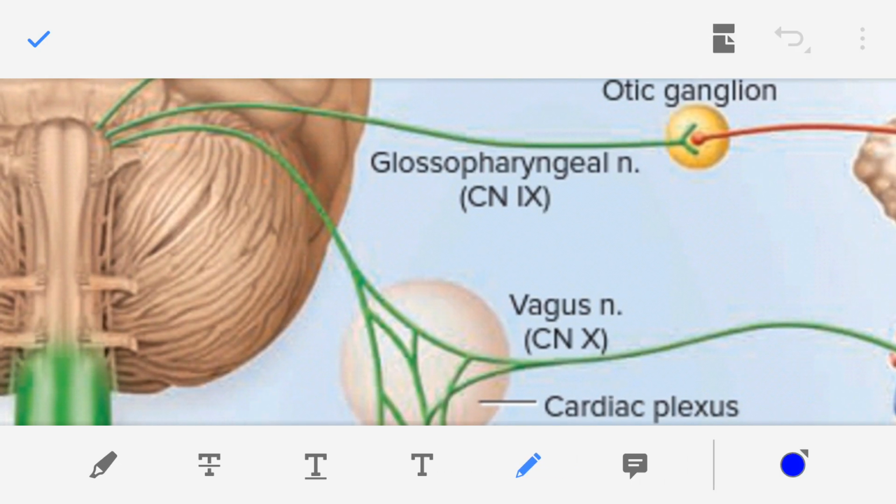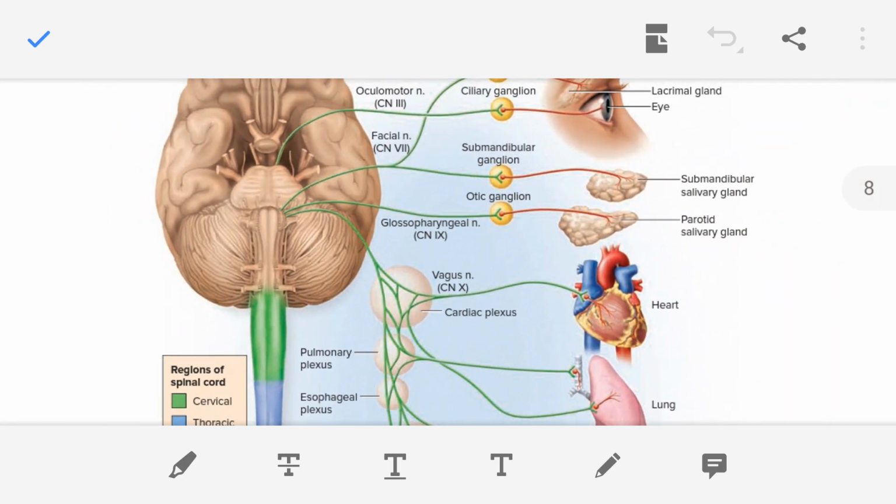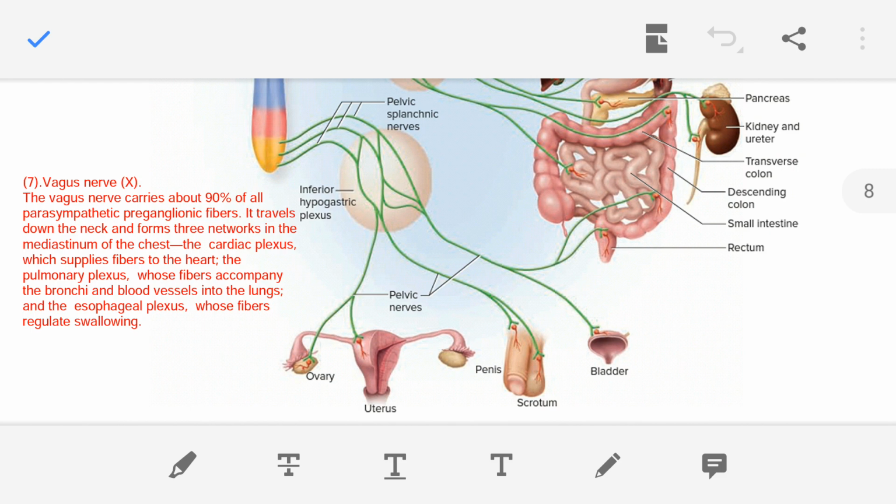And from here it is coming out. Okay, this is the vagus nerve. So I am showing you the entire figure.